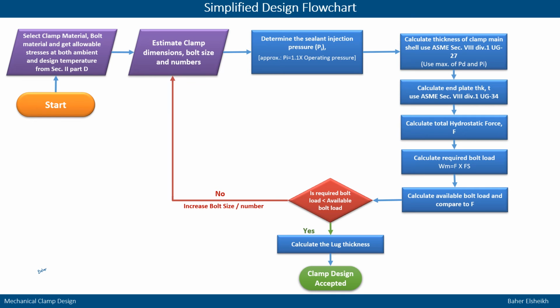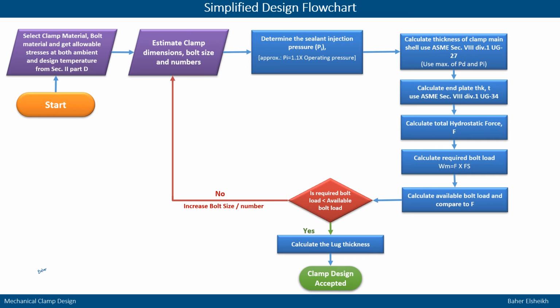Now we'll put the same procedure which we followed in the previous slides in a simplified flow chart. First, you need to select the clamp material and bolt material, and get the allowable stress at both ambient and design temperature from Section 2 Part D, and it is highly recommended to use a clamp material matching the line material.